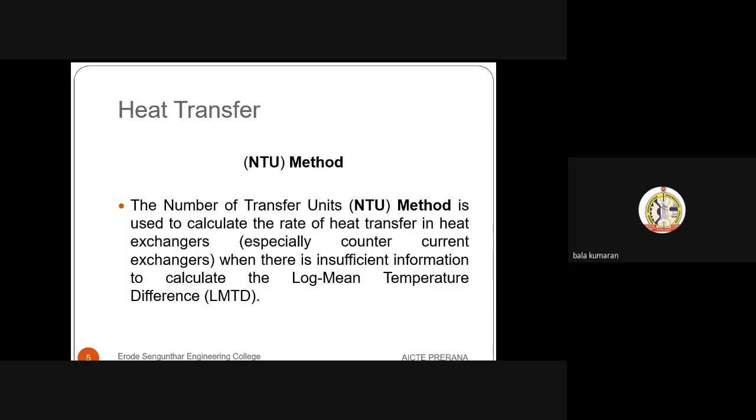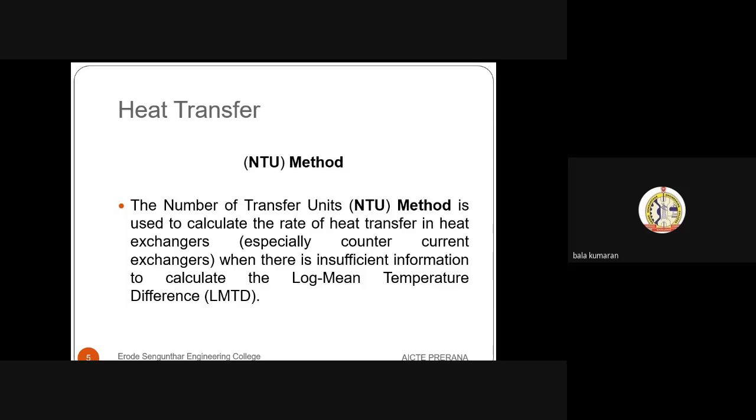If I have two substances, one at 100 degrees Celsius and one at 20 degrees Celsius, from where to where does the heat transfer? The heat transfers from 100 to 20 degrees Celsius, so from higher temperature to lower temperature. So the NTU method is nothing but number of transfer units.